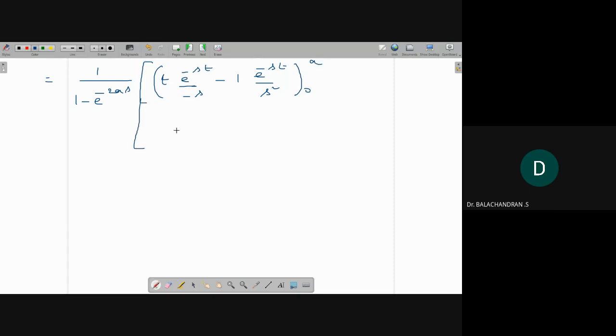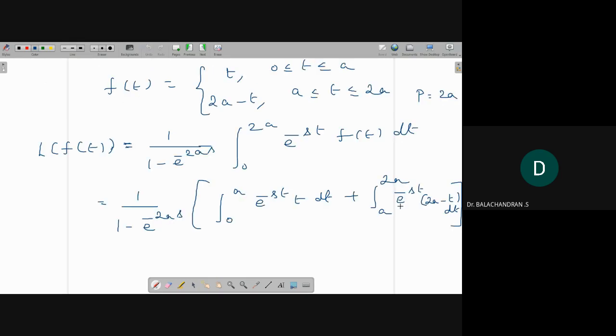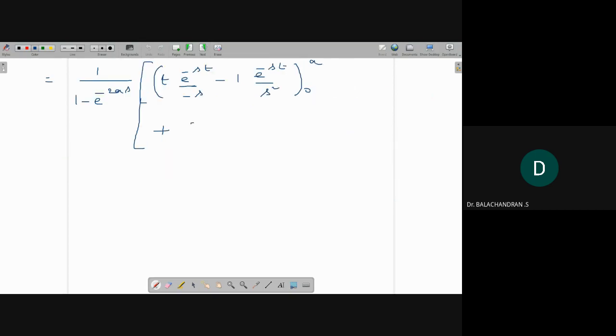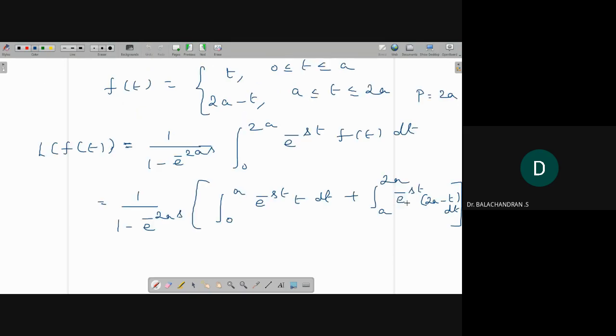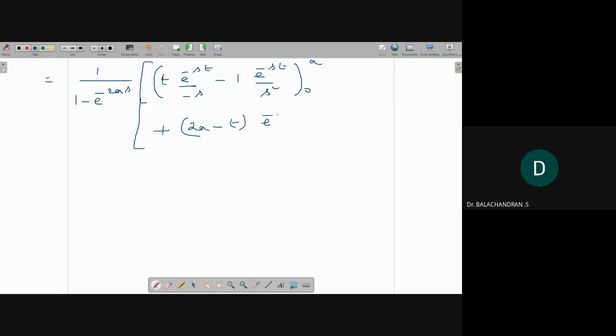And then plus, you need to integrate keeping 2a minus t. If you integrate e power minus st, you'll get e power minus st by minus s. Then minus, if you differentiate 2a minus t, you'll get minus 1, and integrating e power minus st gives e power minus st by s square, with the limit from a to 2a.